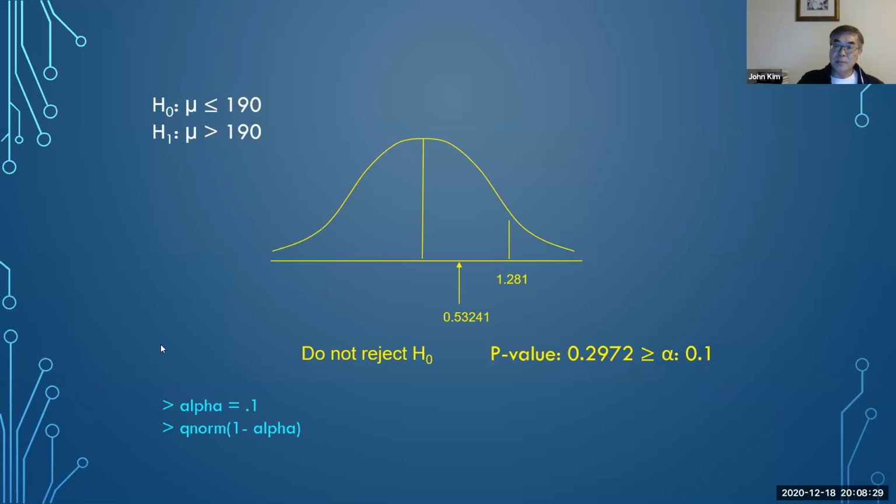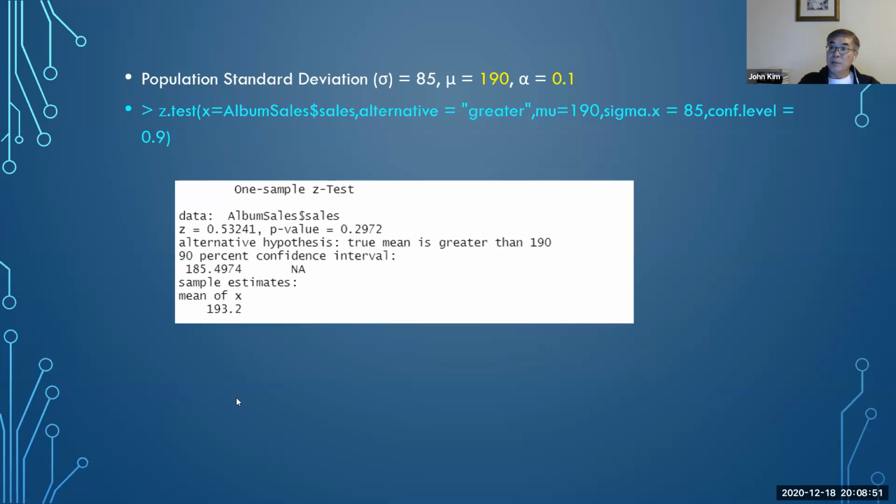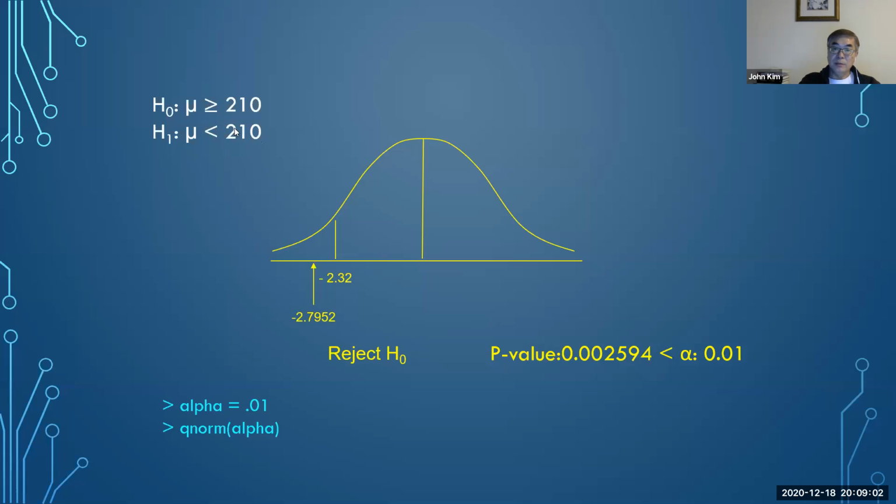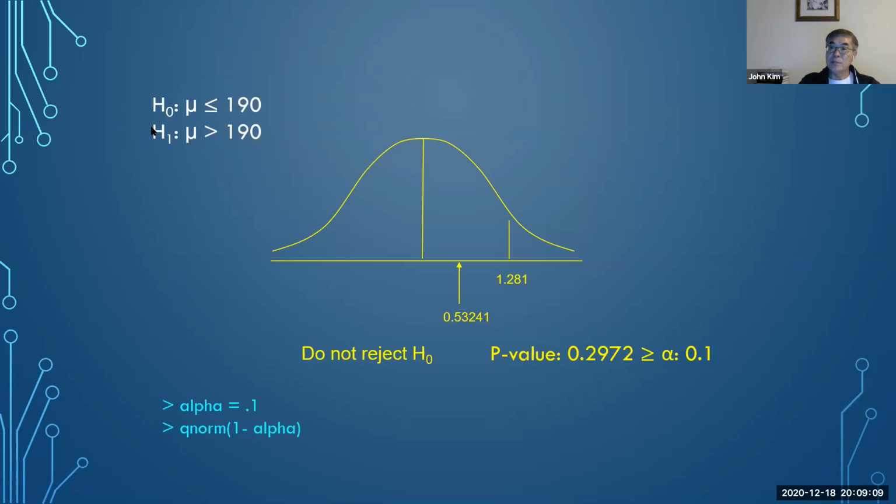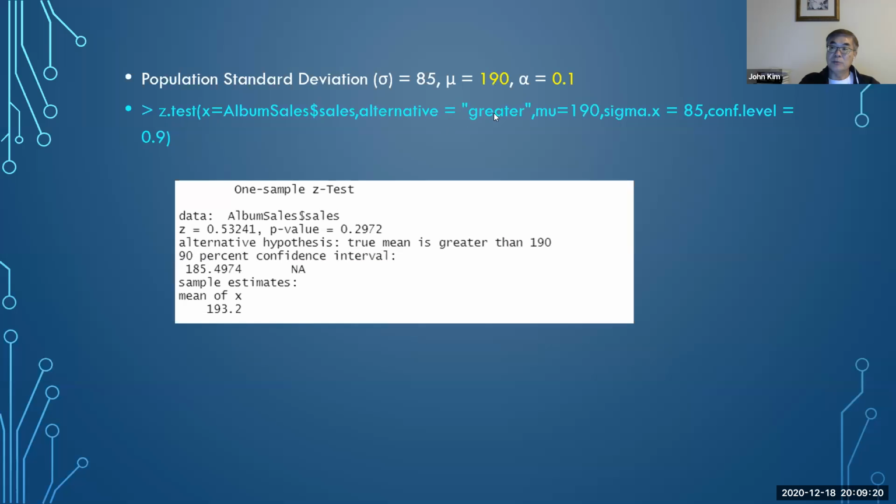right tail test. The question is, if sales this year is greater than 190 million. Okay, let's test. We will use this argument. Alternative is greater than, oops, not that, I made a mistake. No, this one. Sample sales is greater than 190. So right tail, so greater alternative.